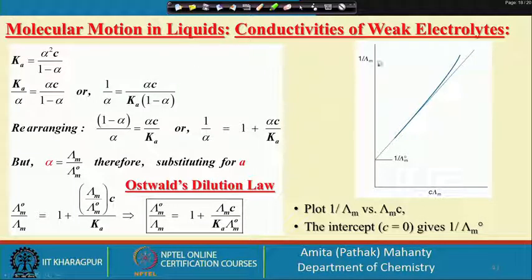So what can we have? We can have 1 by lambda plotted against concentration into lambda for a particular system, and then we extrapolate and see the intercept. This intercept should give me the value of 1 by lambda naught. Extrapolating to C equal to 0 gives you the value of 1 by lambda naught, that means the limiting value of the molar conductance.